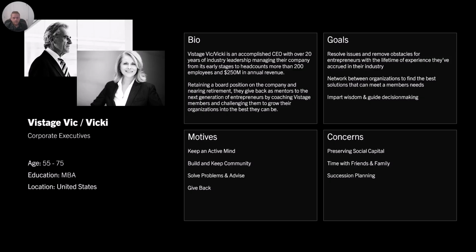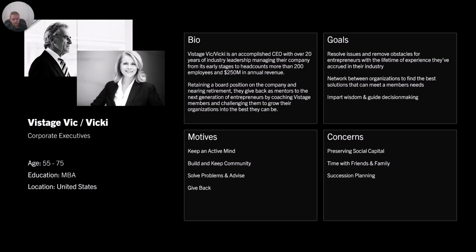And they want to keep an active mind at this phase in life. They want to keep and build community with the people around them. They like being part of a group, and they want to solve problems and tinker and give back ultimately. Now, they're also concerned with the change of technology and the way things are getting away from them potentially, which is relevant to this discussion.